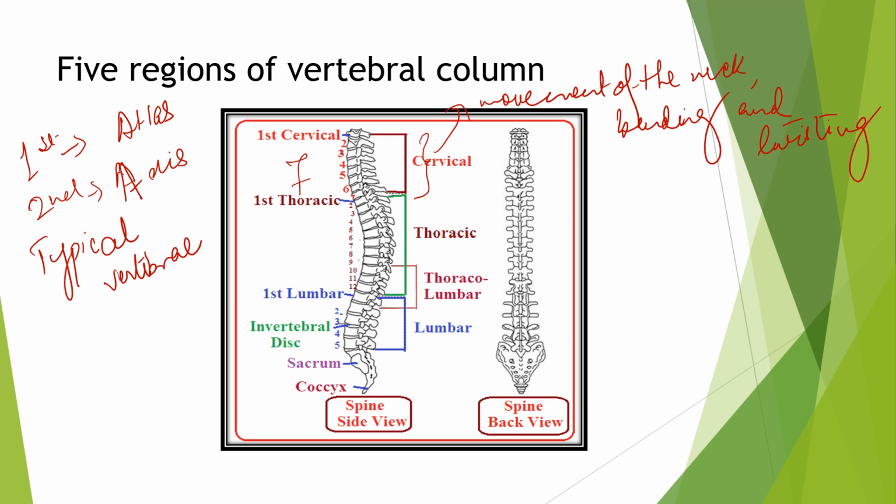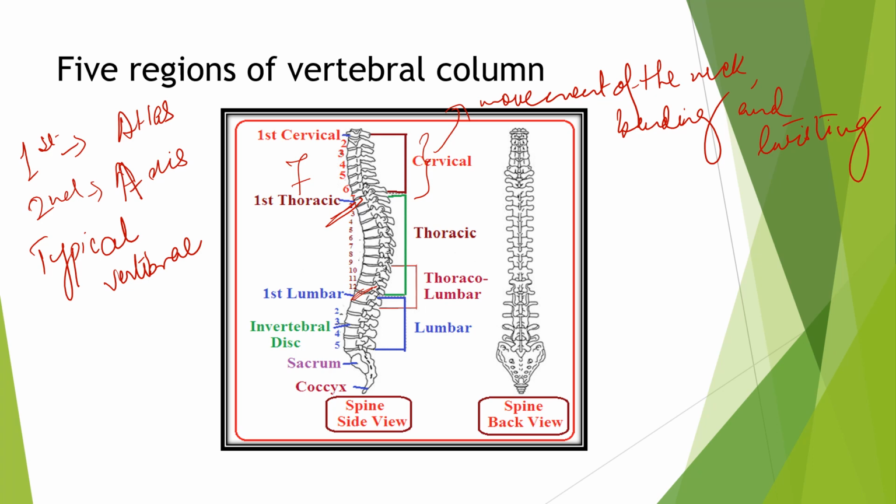The thoracic part has 12 thoracic vertebrae. The neural spine of these vertebrae is long and pointed, and they provide the surface for muscle attachment. We can start from here in this diagram, from the 1st one till here, the 12th one. These 12 are the thoracic region.